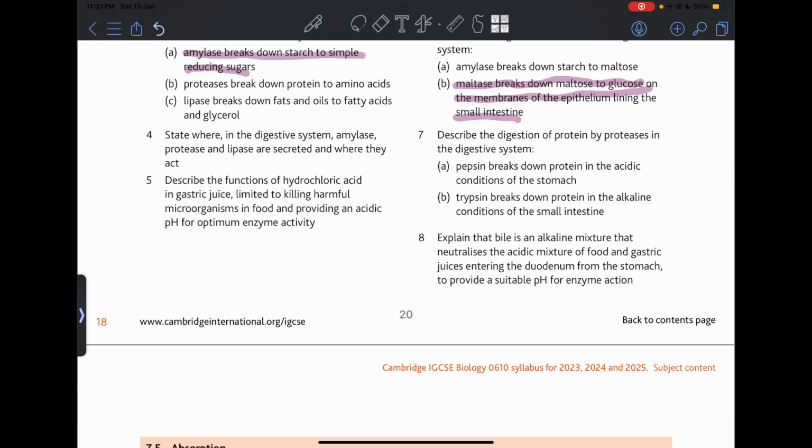Number 8 says, explain that bile is an alkaline mixture that neutralizes the acidic mixture of food and gastric juices entering the duodenum from the stomach to provide a suitable pH for enzyme action. So this is basically a memorization sentence. You have to know it, and you also have to understand what it means.